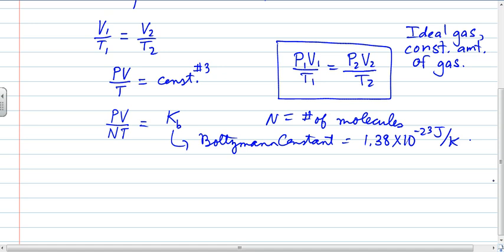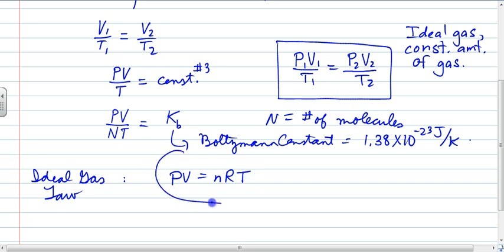Now, if we want to make this an even more general statement, and not just about the number of molecules, but if we want to talk about the number of moles, then we want to use what you might be more familiar with when we say the ideal gas law. And that is simply PV equals nRT.